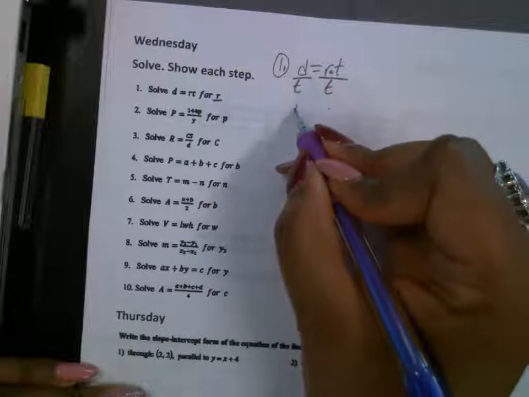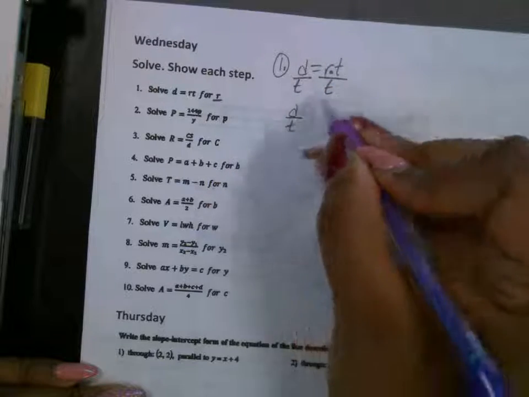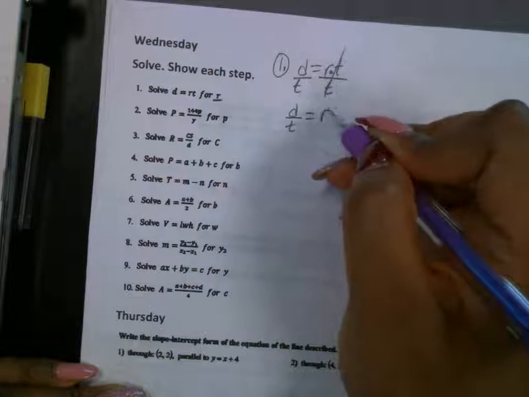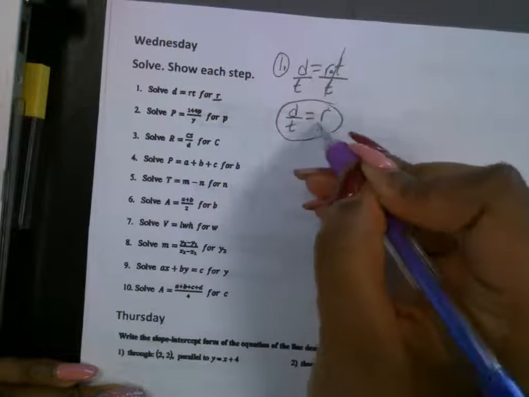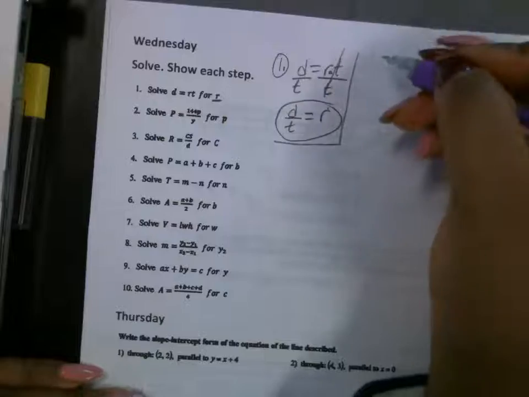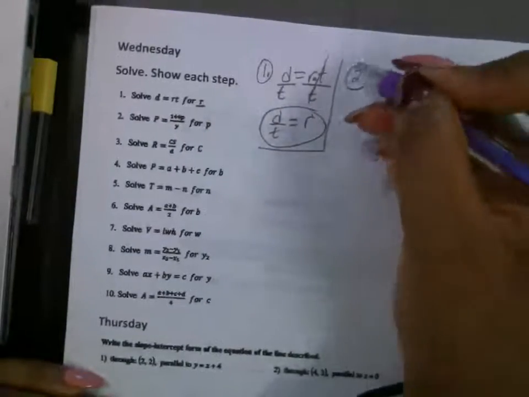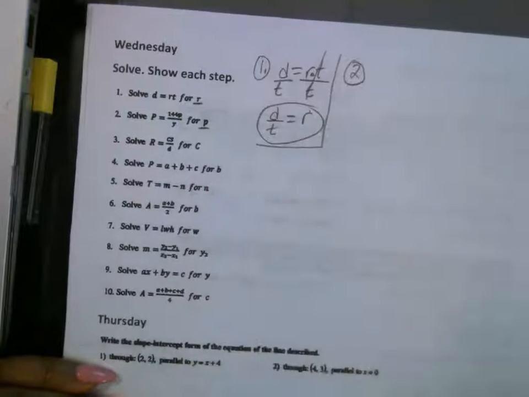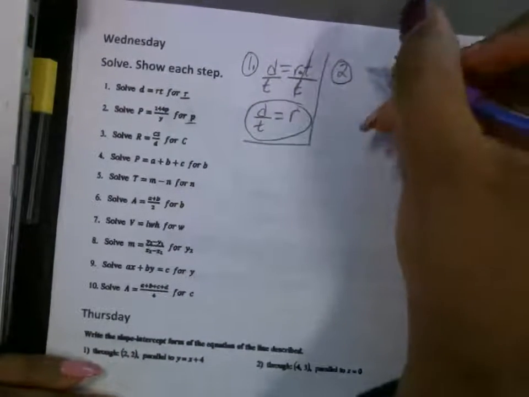So on this side, you get d over t. And this side, t divided by t is 1. And I'm left with r. So this is my answer for r. Okay? Let's do number 2. Remember, when you're doing literal equations, all you're doing is solving for a variable. Okay? So let's do the next one.